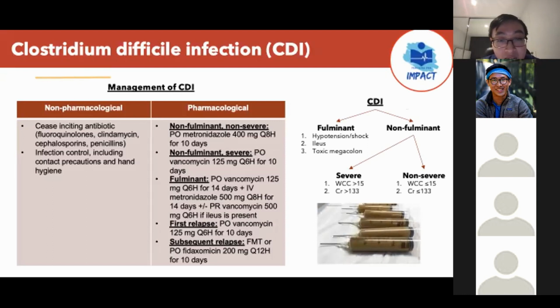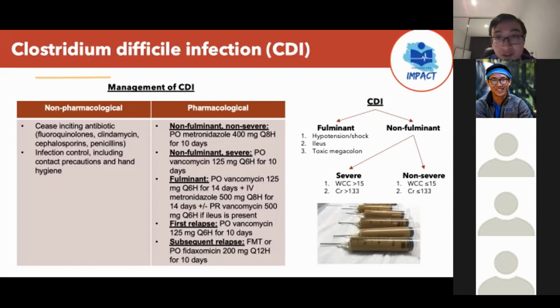Now, if the patient were in hospital, as we were discussing, we will put them on contact precautions, which means you need to gown and glove before entering the room. And you need to ensure that everyone who comes in contact with the patient washes their hands with water and soap rather than just alcohol-based hand sanitizers to get rid of spores, because spores are resistant to alcohol.